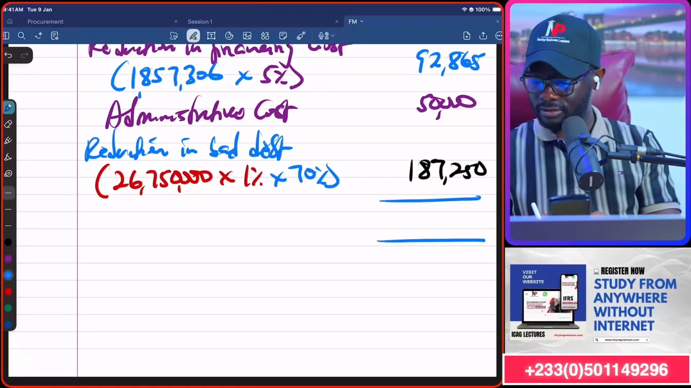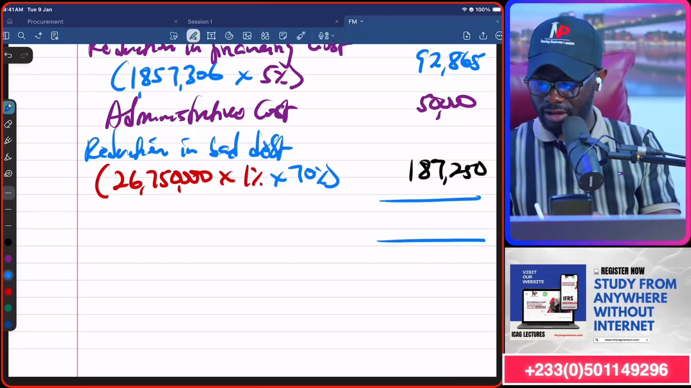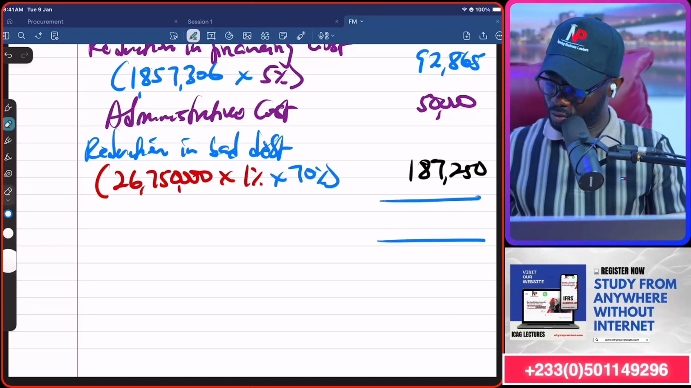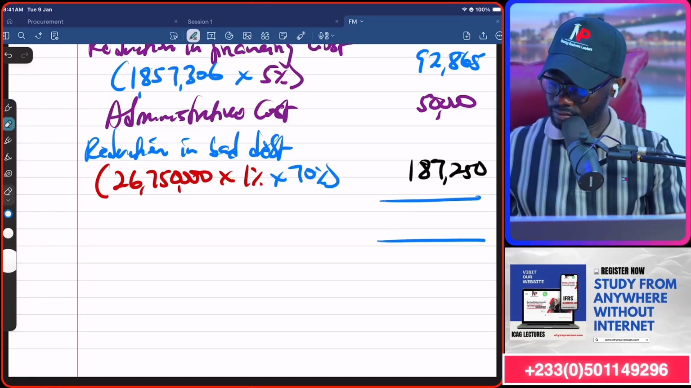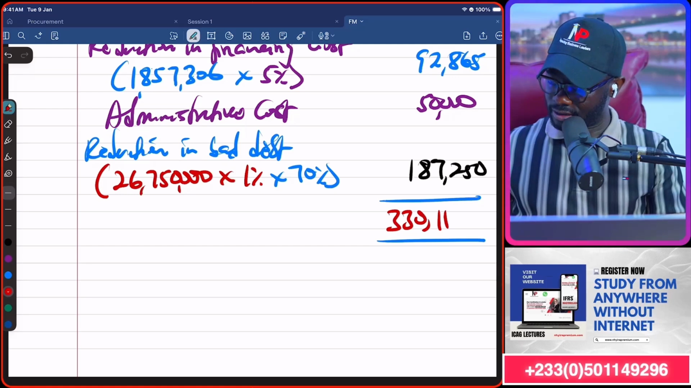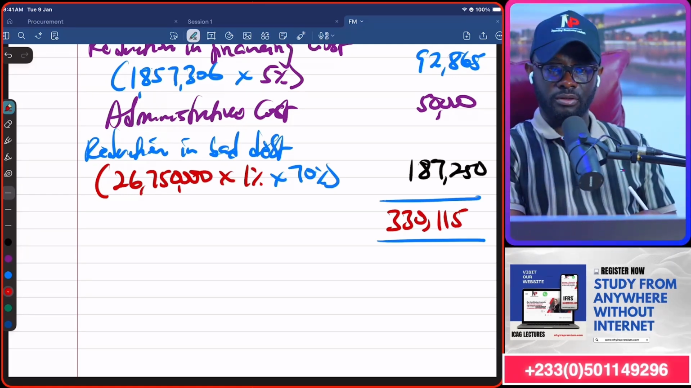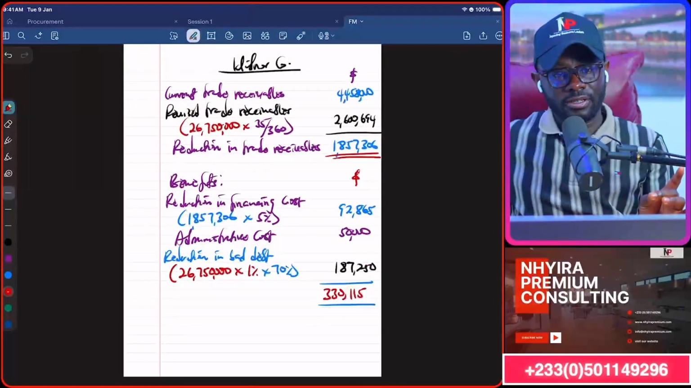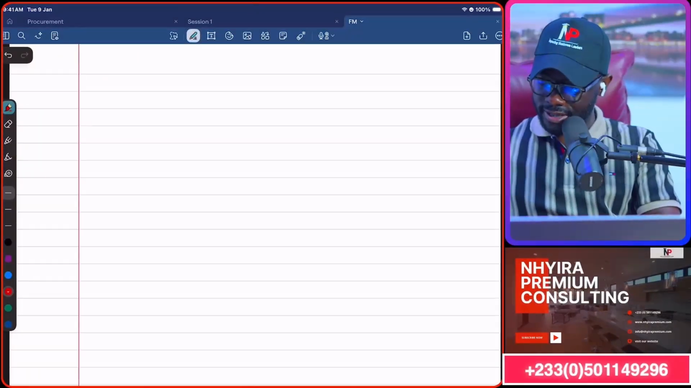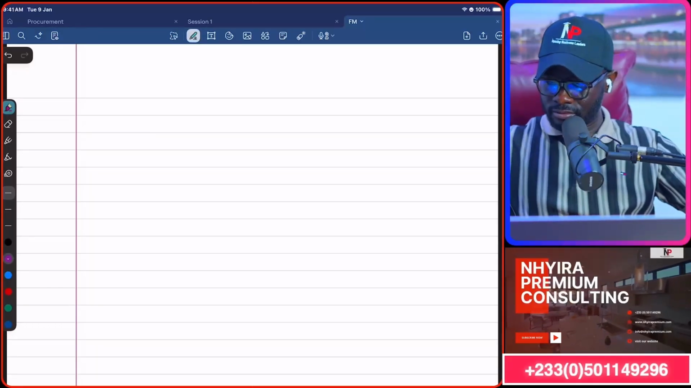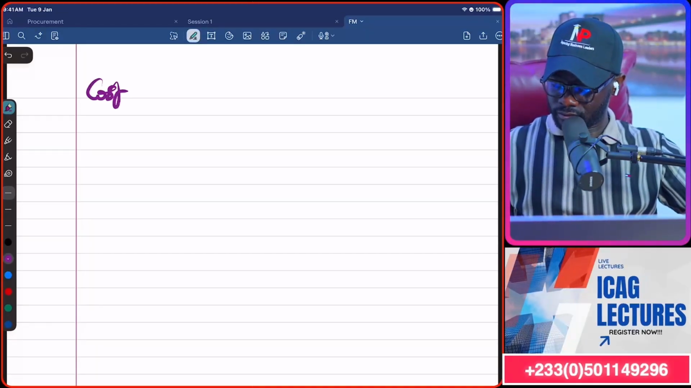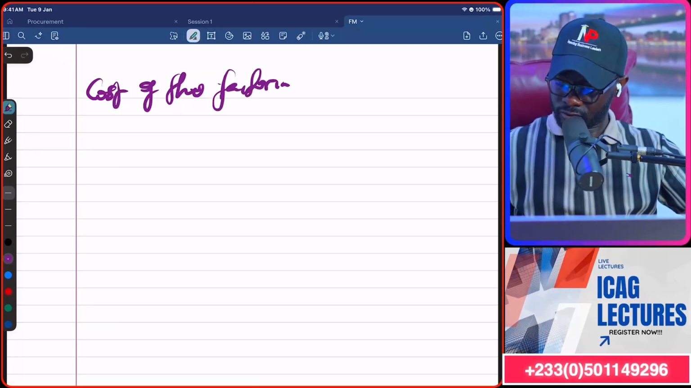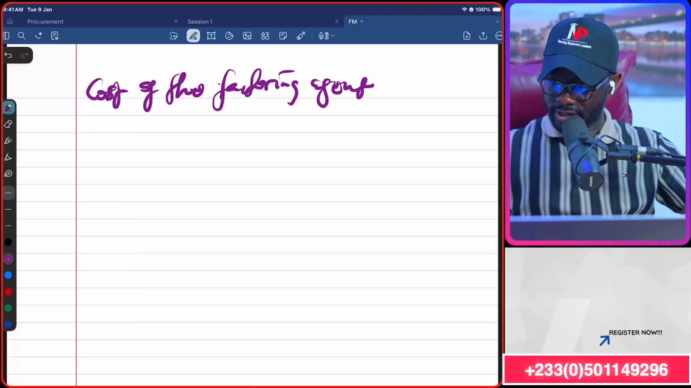So plus 50,000, 92,865, and that is 330,115. So 330,115. But what is the cost? Because this is the benefit of bringing in the factor or the factoring agent. So let's bring in the cost. So cost of the factoring agent.